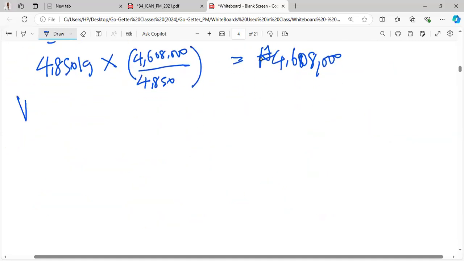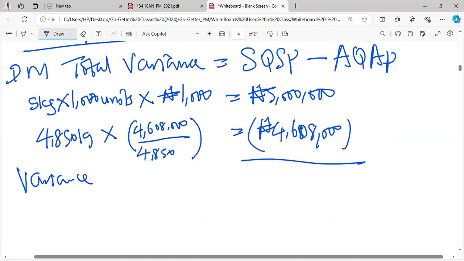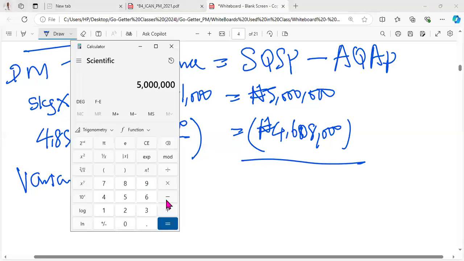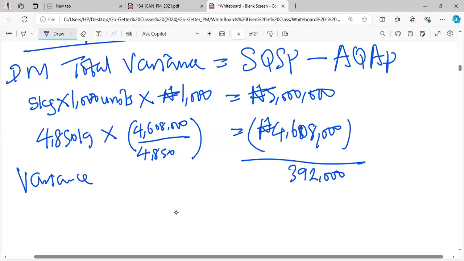The variance will now be 5 million minus 4,608,000. That will give me 392,000 naira. Now the fact that it is positive, because this is the standard and the next one here is the actual, whenever it is positive, it is favorable.